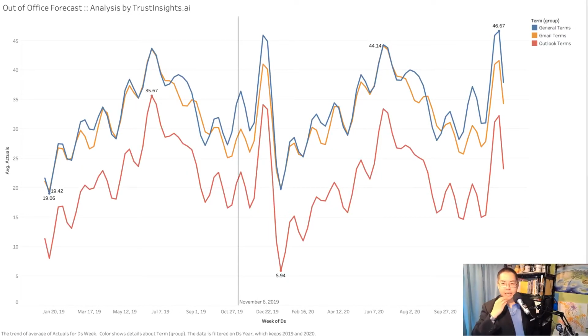Here, looking at those general terms, Gmail terms and Outlook terms, you can start to see the weeks in the next year. That gray vertical line is the day that I ran this forecast. You can see the ups and downs of when people are going to be out of the office. When those lines are the highest, that means people are going to be out. When the lines are the lowest, it means people are going to be in, right? Because they're searching less and less for those terms.